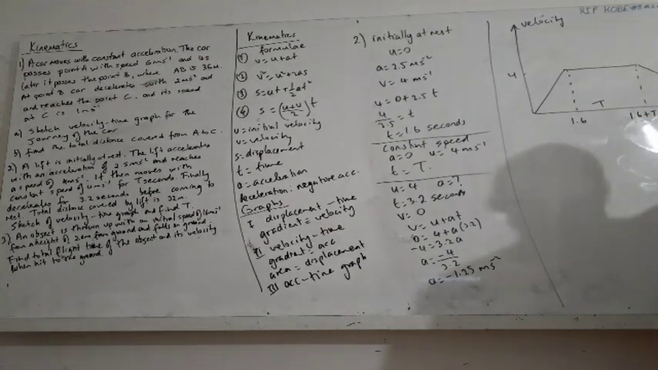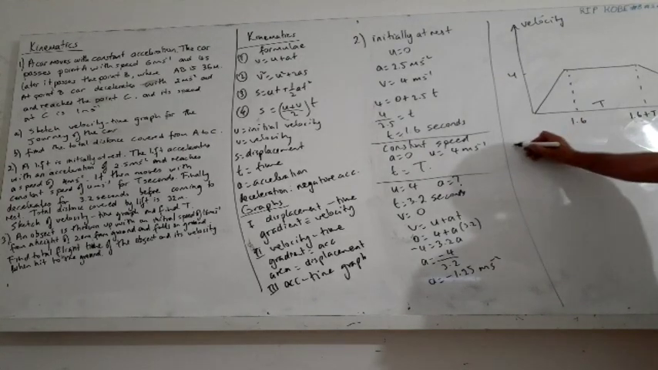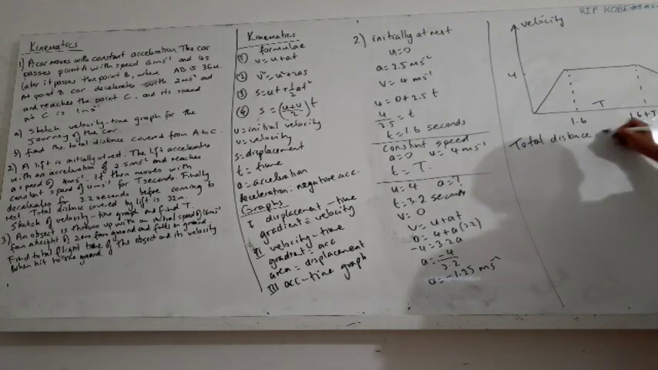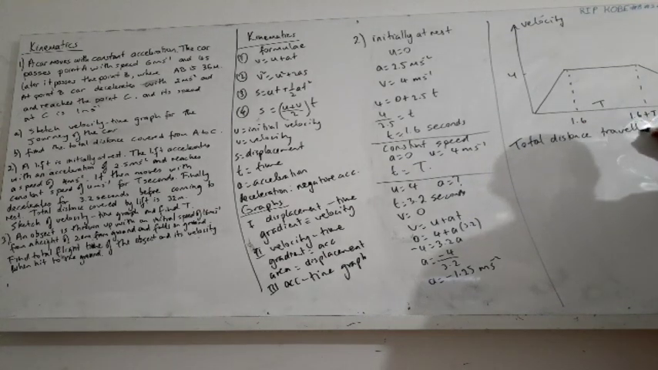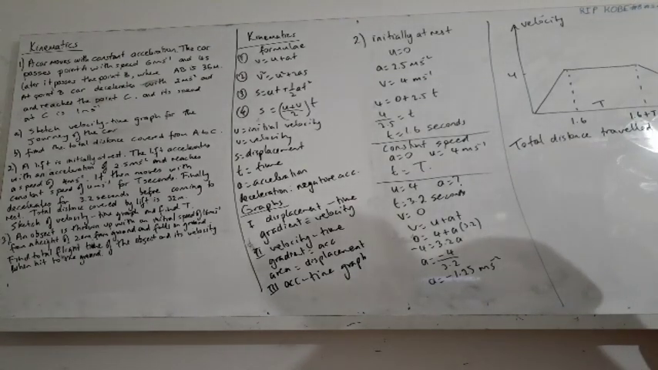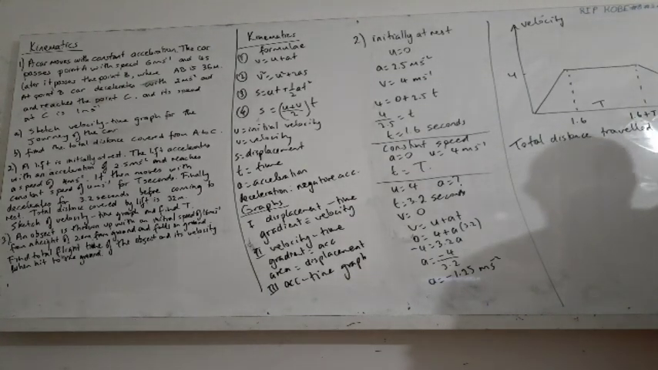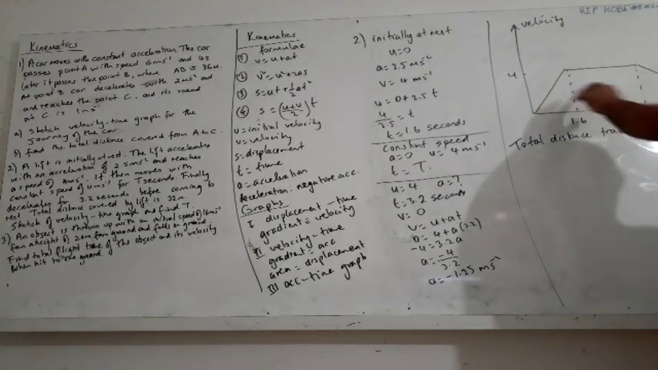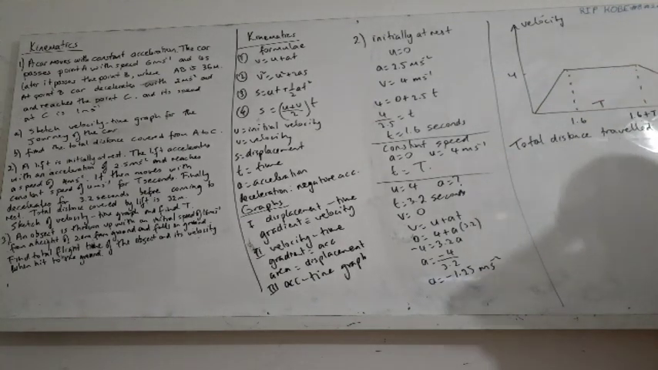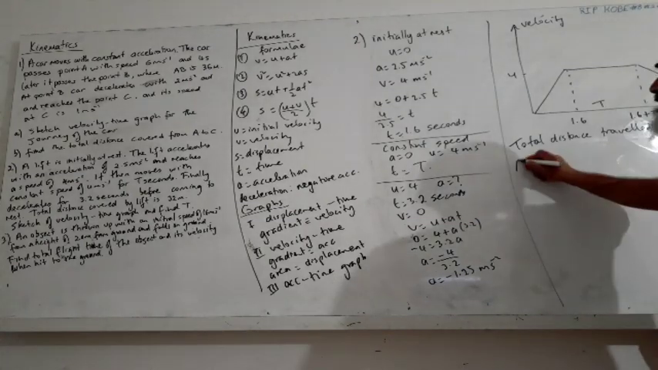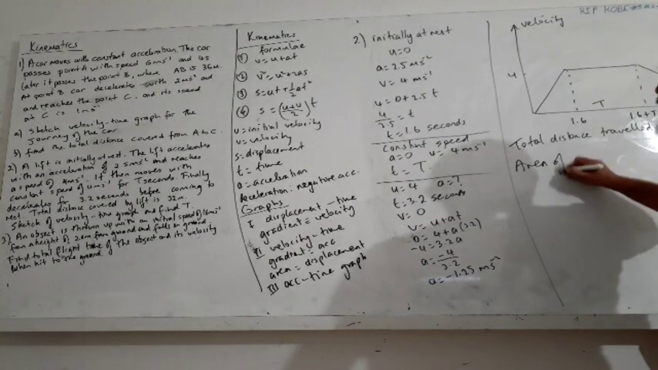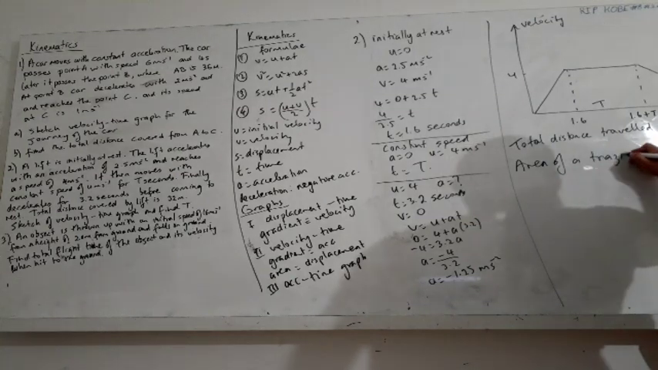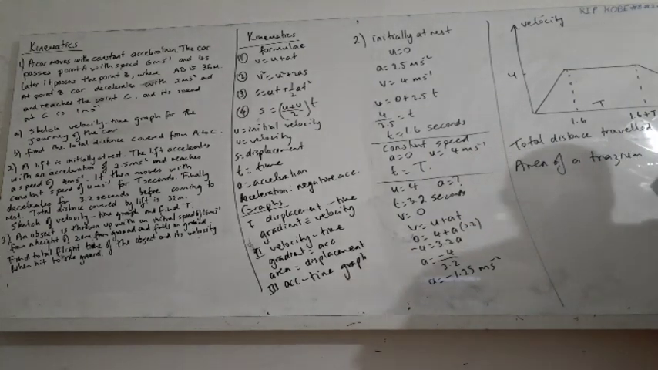And the total distance traveled by the lift is given in the question, and it is 32 meters. So when you look at the shape there, it's a trapezium. And what is the area of a trapezium? Let's draw a quick sketch of a trapezium.